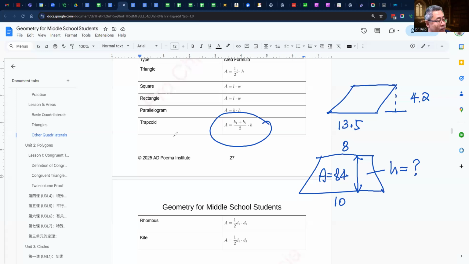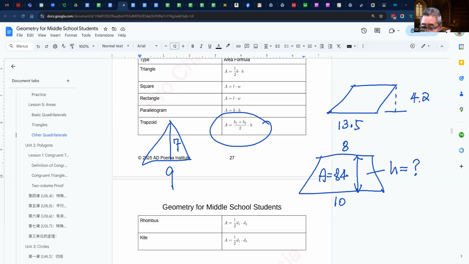All right. So now we got into triangle. We have a base of 9 inches and the height of 7. And what is the area? Very good.